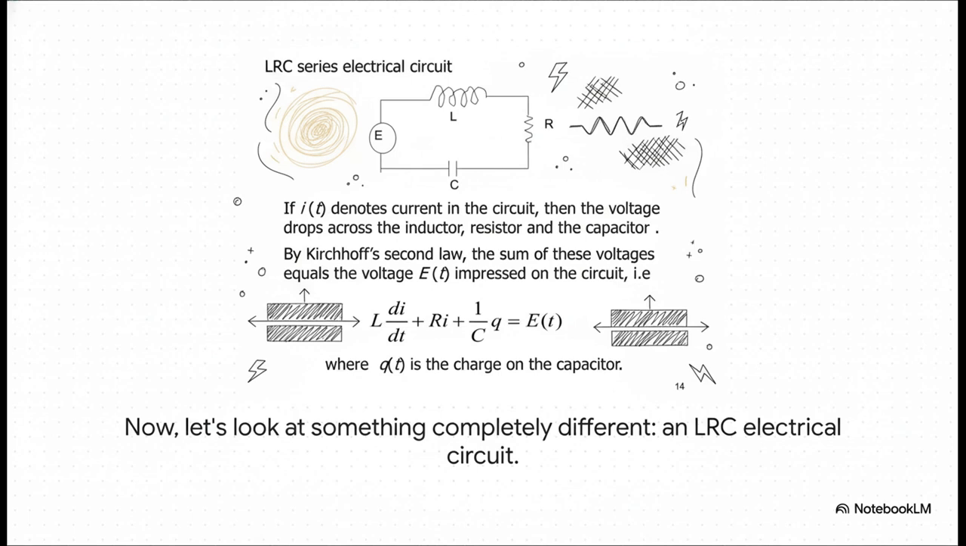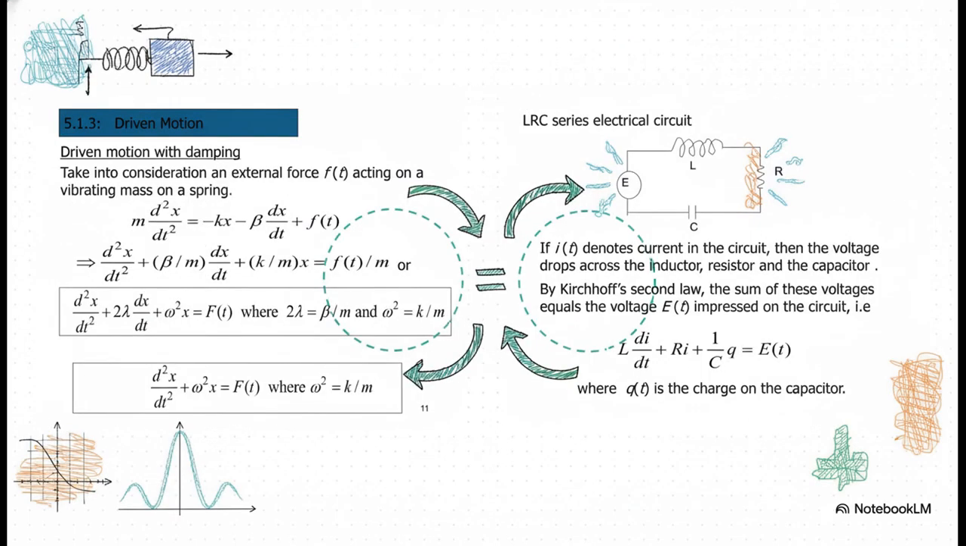LRC circuit. It's got three main parts: an inductor, L, which kind of hates changes in current, a resistor, R, which is like friction for electrons, and a capacitor, C, which stores up and then releases electrical energy. All right, get ready for the big reveal. On the left, you see the equation for our spring with its damping. On the right, the equation for our LRC circuit.